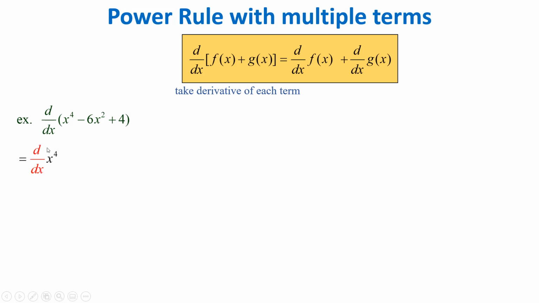then technically what you're doing is taking the derivative of x to the fourth, subtracting off the derivative of 6x squared, and then plus the derivative of 4.